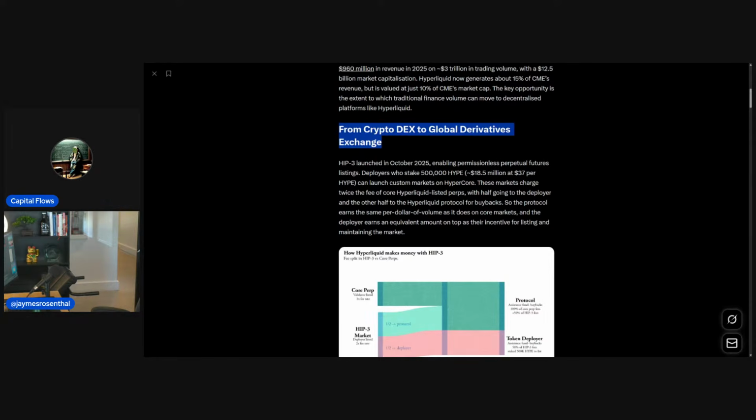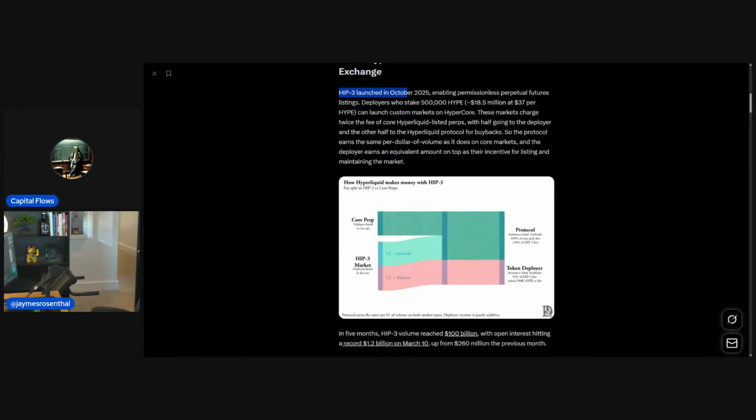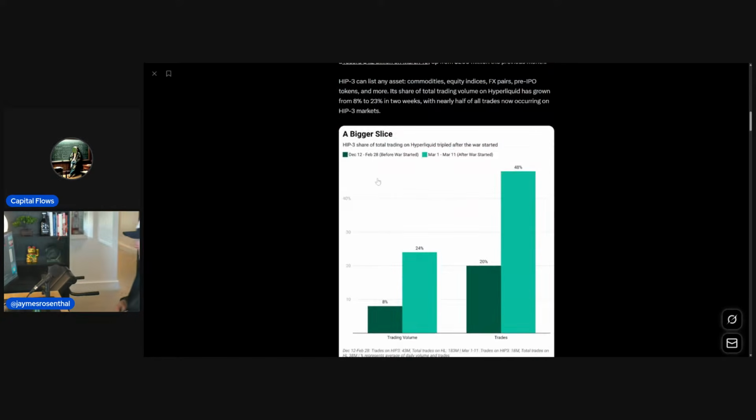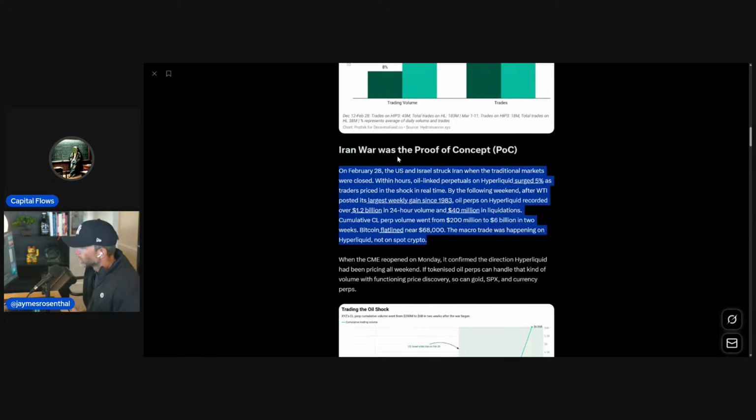So from DEX to Global Derivatives Exchange, Hyperliquid HIP-3 launched in October 2025. It goes over these ideas about HIP-3, perps. One of the things that I was talking with James about before stream was about how exactly perps change the game. And HIP-3 in itself, when you have it beginning to take more and more market share, right? And then you have the Iran war functioning as a proof of concept.